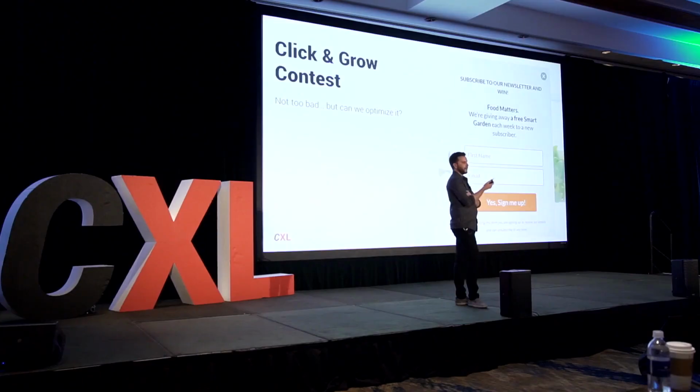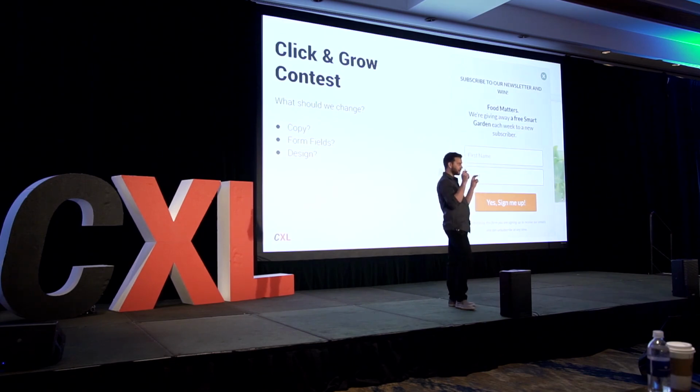So it's not too bad, right? There's nothing overly deceptive about this. It's not being super sneaky or anything. It's pretty straightforward. You can kind of get the idea. But can we optimize it? Well, yeah, that's our job. So of course we're going to optimize it. So what could we change here? There's a few things we could change, like the copy, for example. I'm not sure how compelling "food matters" is. I think everybody that is alive knows the importance of food. So we could tweak the copy there. Maybe we can do something with the form fields. Maybe we can do something with the design.